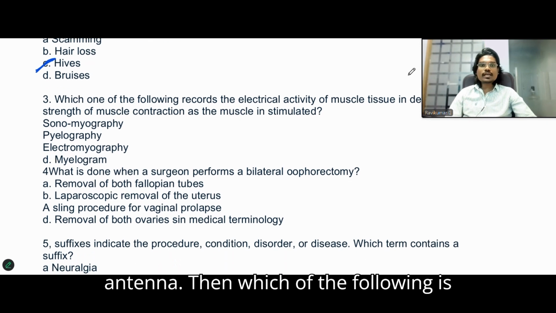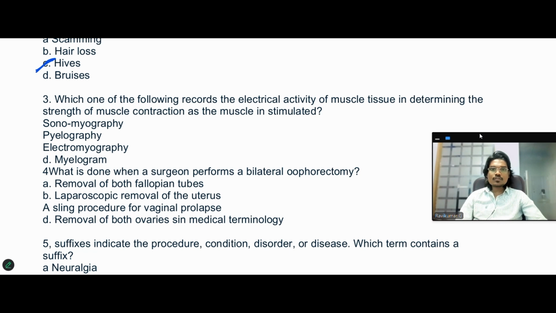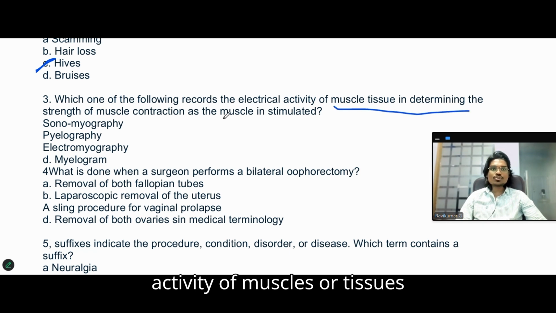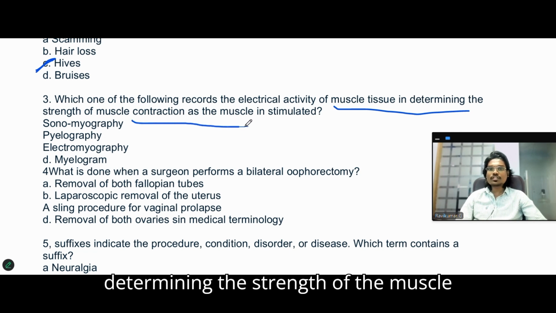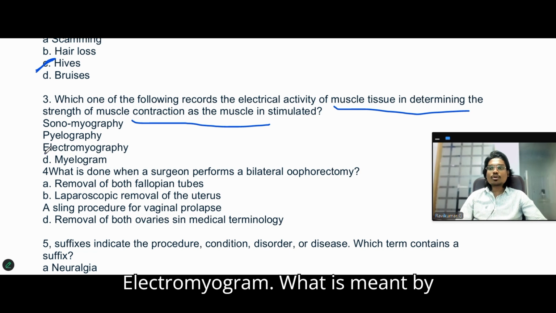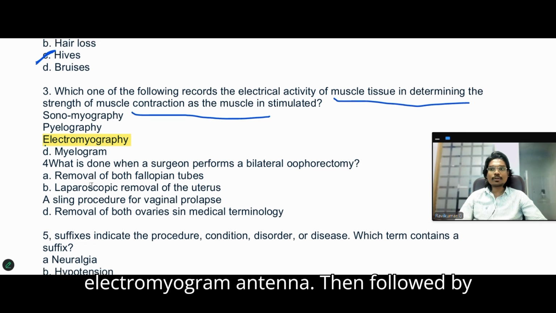Then, which of the following is the electrical activity of muscles or tissues, determining the strength of the muscle for the contraction of muscles stimulated? Electromyogram. What is meant by electromyogram? That is the measuring of electricity of the muscle tissue, called electromyogram.